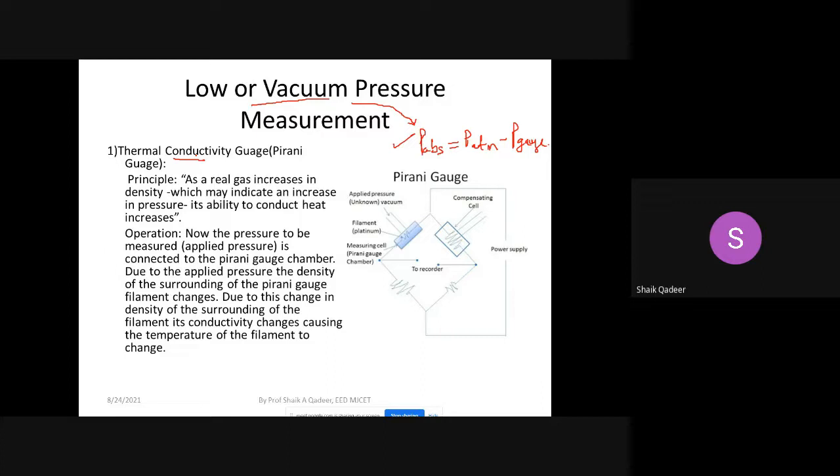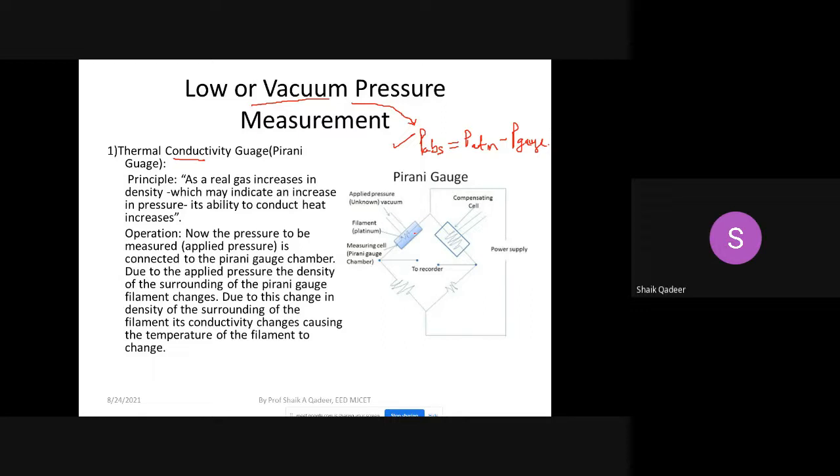But in this particular case, a specially designed gauge needs to be used. The setup is also different, but the principle remains the same. Let us suppose this particular section is nothing but your Pirani gauge section. Usually low pressure is called vacuum pressure. So the principle is like this: the density of gas available in a chamber of the Pirani gauge increases if its pressure increases.